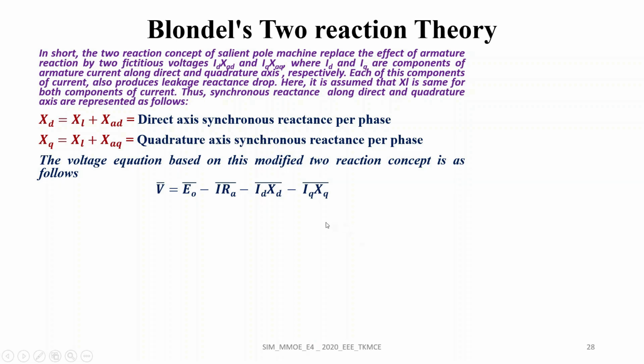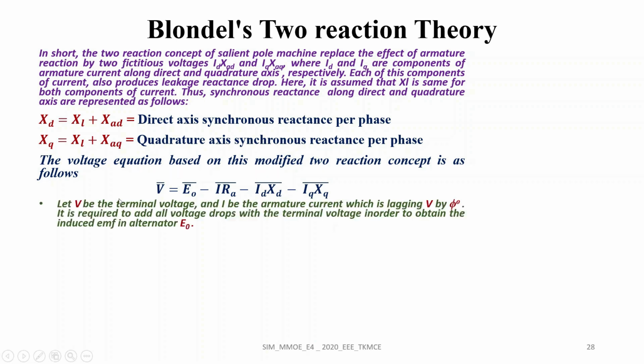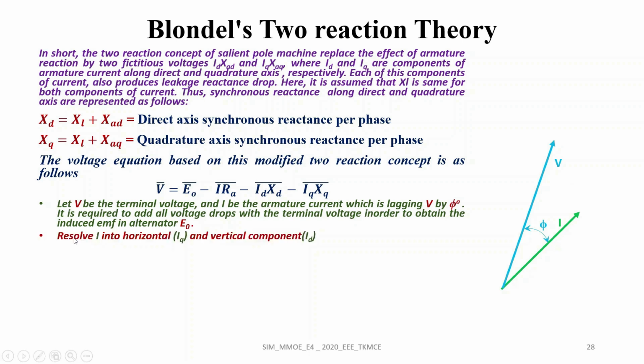Based on this voltage equation, we can draw the phasor diagram. Let V be the terminal voltage and I be the armature current, which is lagging the voltage by power factor angle phi. It is required to add all voltage drops to the terminal voltage in order to obtain the induced EMF in the alternator, E0. Now we can resolve this armature current into the horizontal component IQ and the vertical component ID. So ID is equal to I sin psi and IQ is equal to I cos psi. Psi is obtained only after completing the phasor diagram.